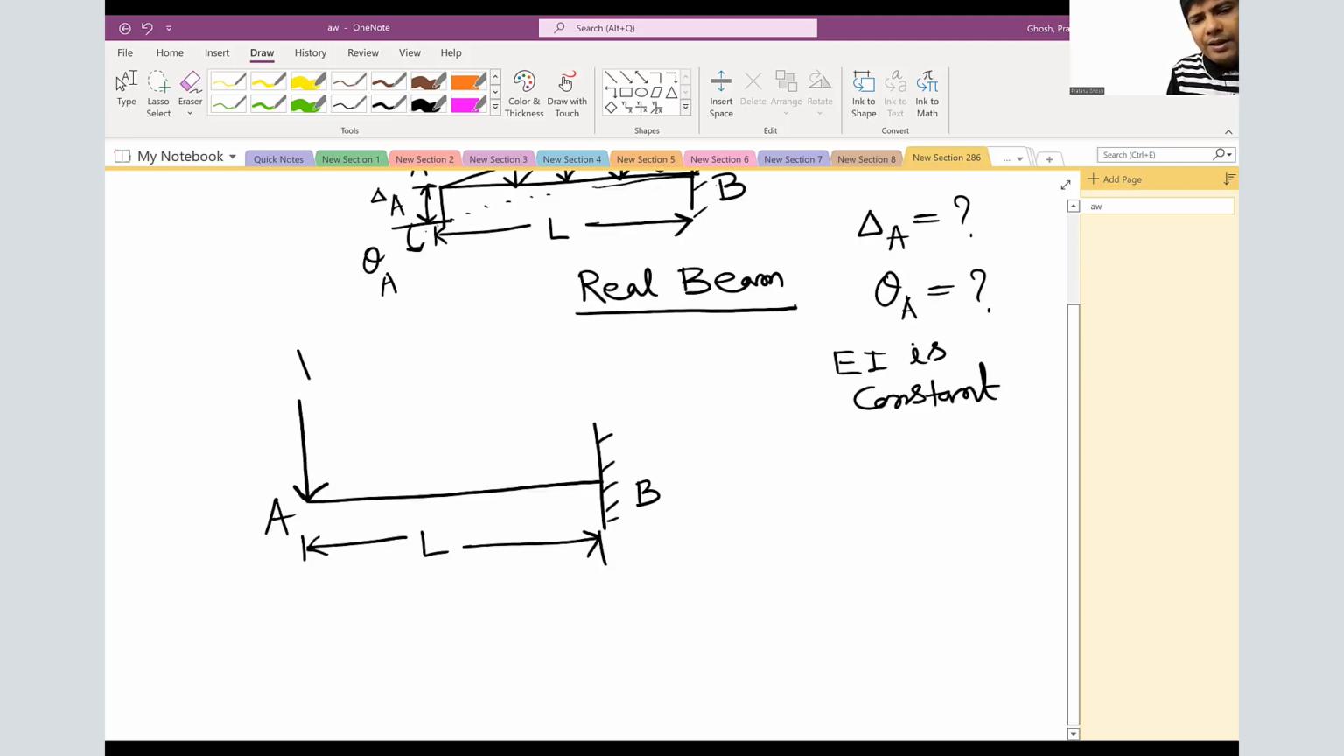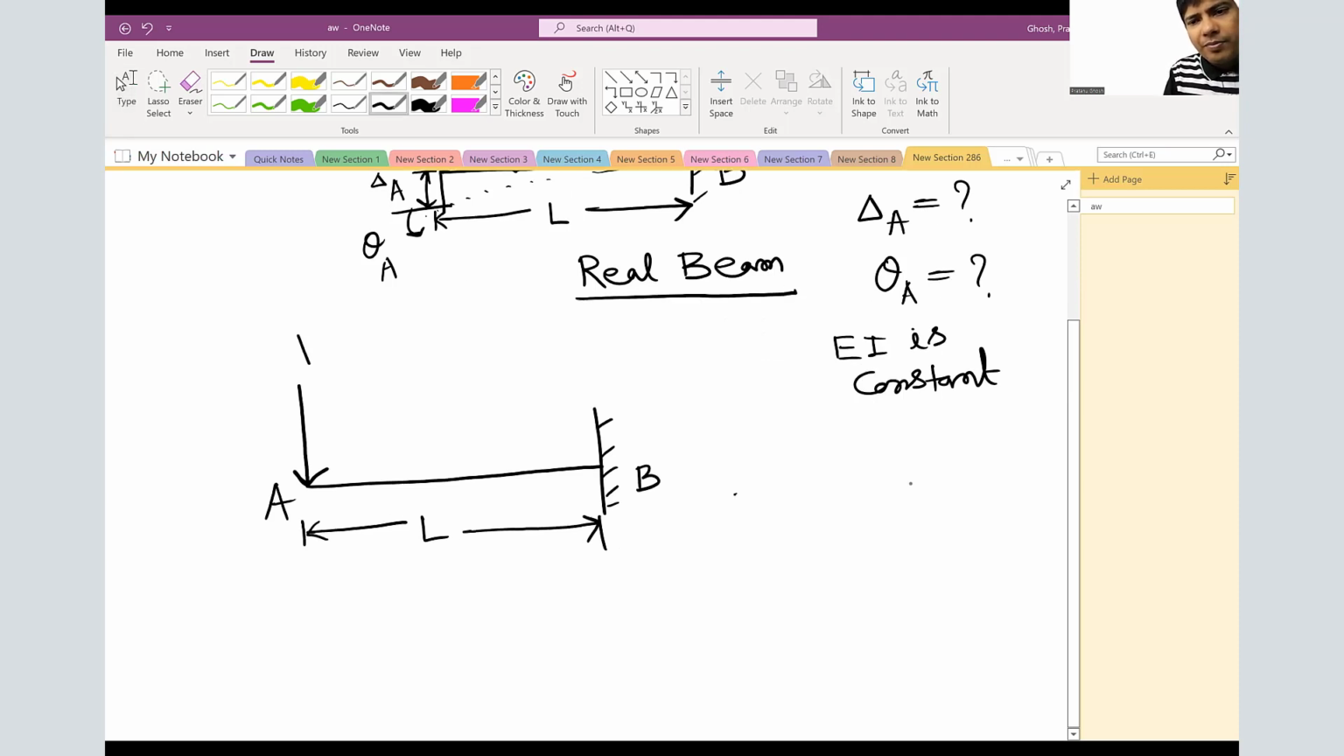Similarly, you will have another virtual beam. To find out the slope, what do you apply? We'll apply basically a unit virtual moment. Length is L.